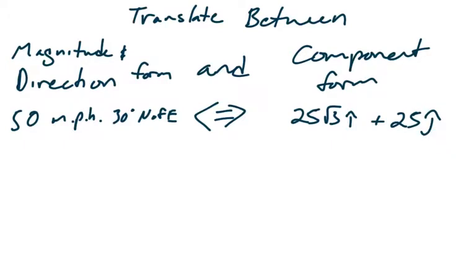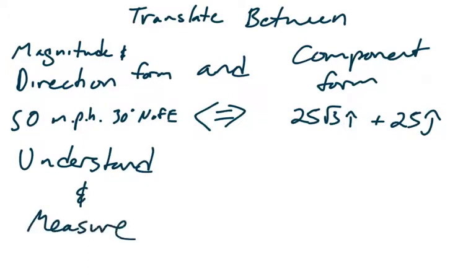Now, obviously, when we're translating between things, sometimes it's going to be easier to say things and do things in one form. Sometimes it'll be easier to say things in the magnitude and direction form, and sometimes it'll be easier to do things in component form. And that's why we're doing this. Generally the magnitude and direction form is easier to understand and easy to measure. It's kind of harder to understand the component form and to measure it directly. However, what's beautiful about the component form is it's very, very easy to calculate.